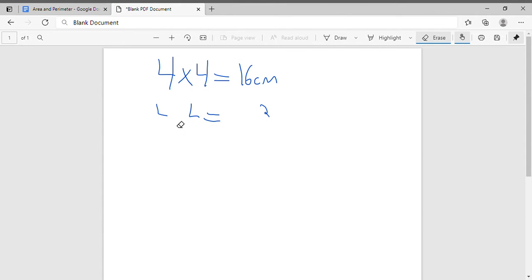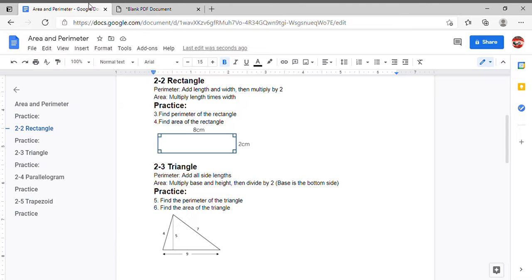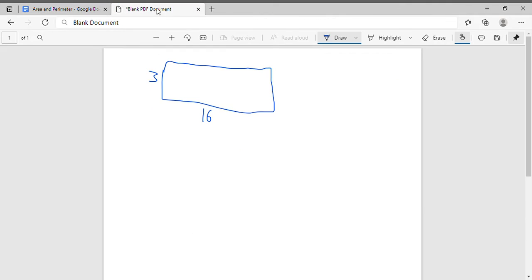So let's have a practice problem before you guys go do that other problem when you pause the video. So this problem, here it'll be 3 and here it'll be 16. So for the perimeter, you're going to add and then multiply by 2. So 16 plus 3, times 2.